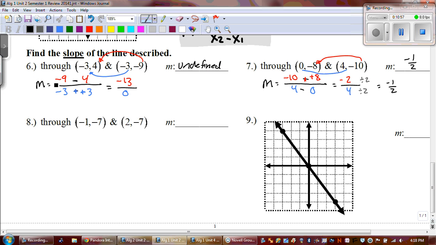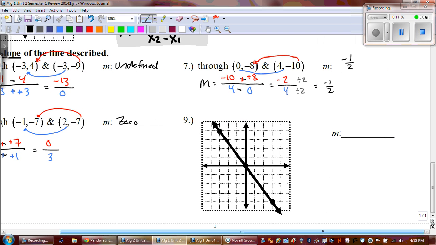All right, number 8. We have -7 and -7. And on the bottom, we have 2 and -1. So on the top, I'm going to do my clicks, adding the opposite, and we get 0. And on the bottom, we can do click too, and we get 3. And 0 divided by 3, whoa. Yeah, that's 0.